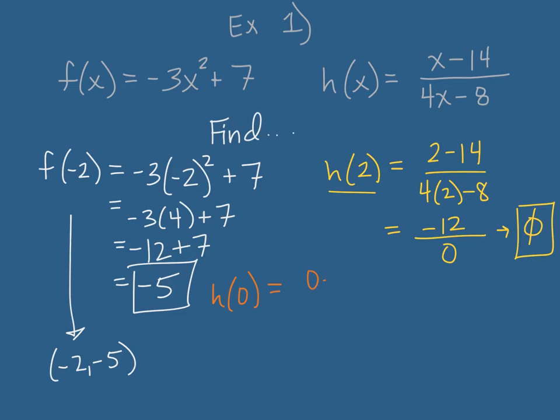When we plug in 0, we'll get -14 in the numerator, and in the denominator, we'll get -8. We can simplify this. Negative divided by negative is a positive, and 14 and 8 are both divisible by 2, so we'll be left with 7/4.